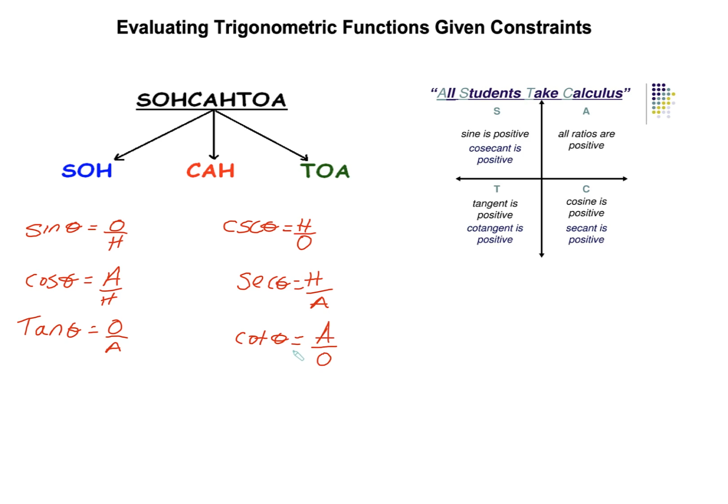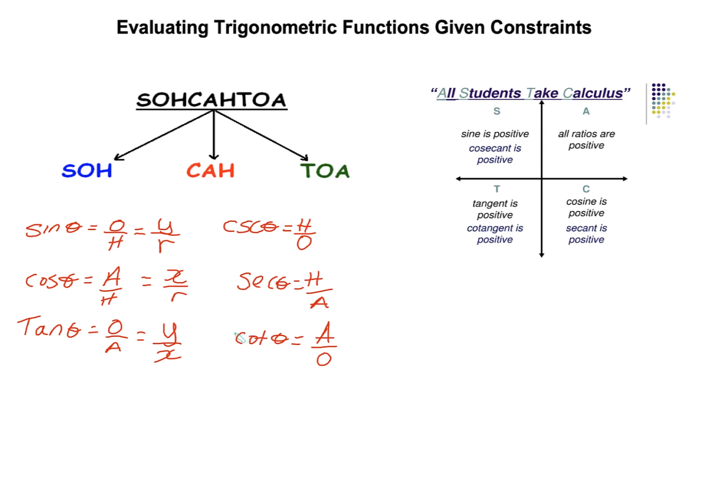Because we're given constraints, you're going to need to know your definitions for sine, cosine, and tangent given the coordinate plane. You have to know that sine theta is y over r, cosine is x over r, and tan is y over x. And then you can figure out the cosecant, secant, and cotangent. Those are pretty easy. Always remember they're the reciprocal.